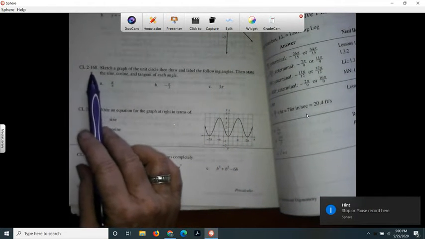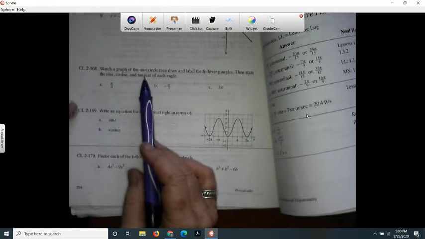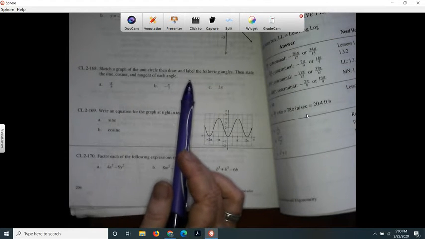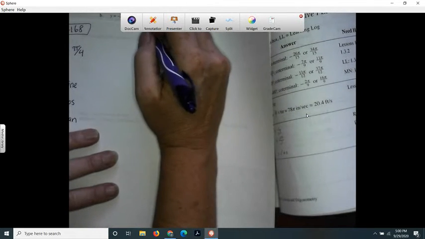Here's pre-calc. It's problem CL 2-168. It says sketch a graph of the unit circle, then draw and label the following angles. Then state the sine, cosine, and tangent of each angle. So we have letter A is pi over 4. So I'm supposed to sketch a graph of the unit circle. So it's just going to be a sketch. Just draw a unit circle.